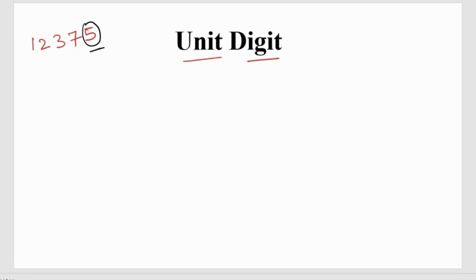So in the question, we do not need to find the whole answer. We will check the unit digit only, and we will consider the unit digits to solve the question. For example, if the question is 72, 73, 74, 76, now tell me the unit digit of this number.